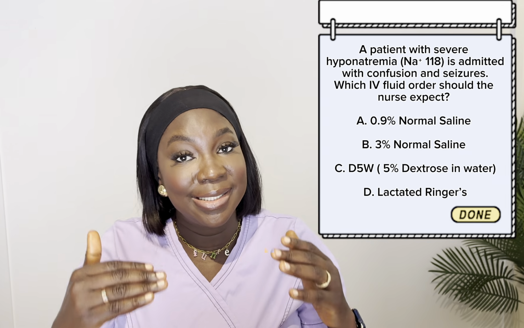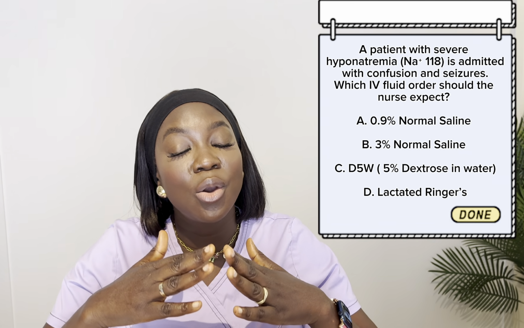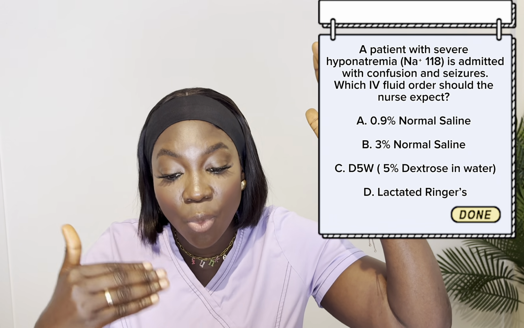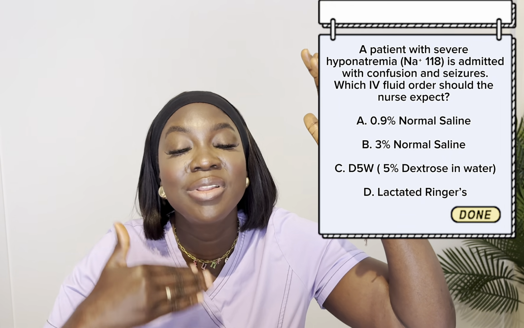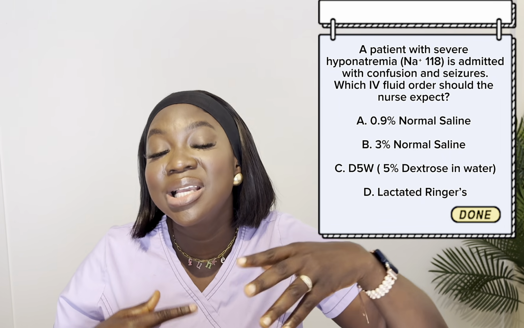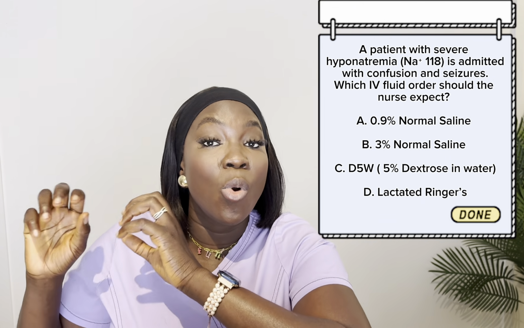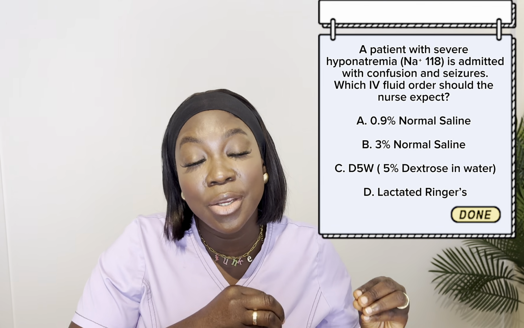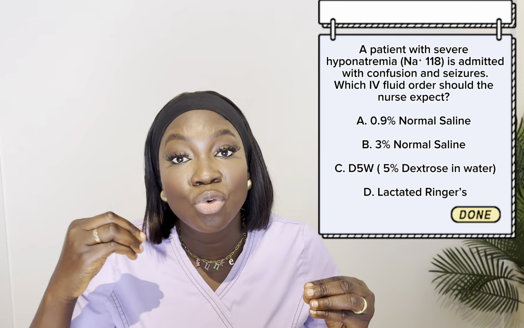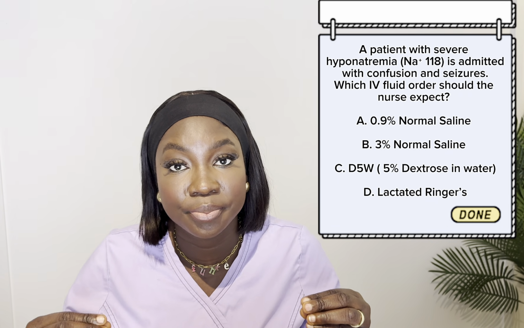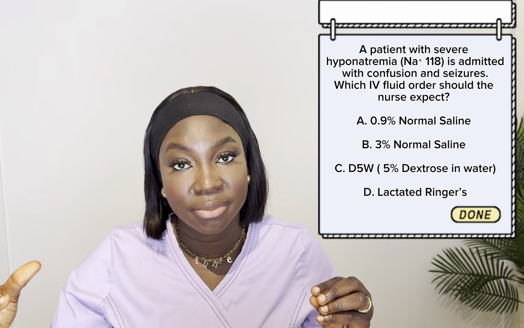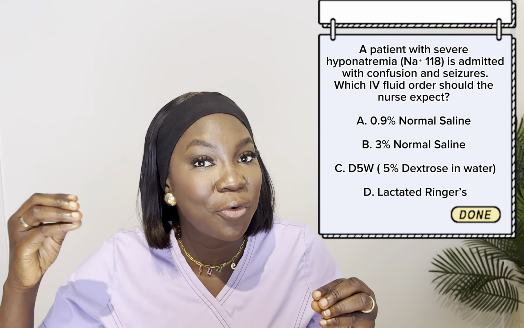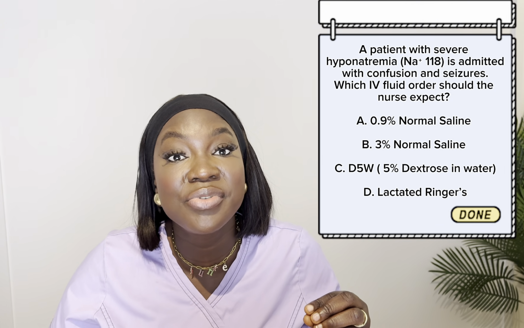And like I said, hypertonic fluids contain high salt. And what we really want to correct is the salt level that is low. So if you give them hypertonic fluids, that will help to pull water out of the swollen brain cell and put this water back into the bloodstream. This will help to correct the serum sodium and reduce cerebral edema, because it is cerebral edema that is causing the confusion and the seizure they are experiencing.